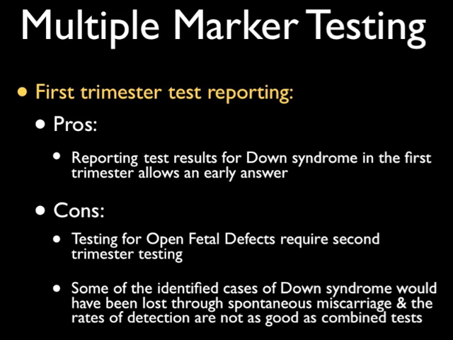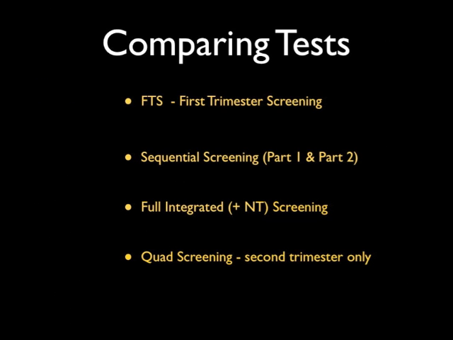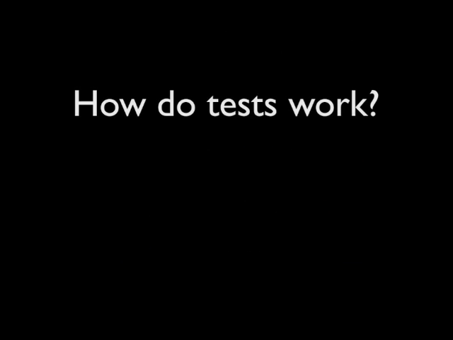Otherwise, reporting is held until the second blood draw, Part 2 of the testing. But we'll get back to this when we discuss the individual tests. As you can see, there are 4 methods of multiple marker screening. In order to understand how we will discuss comparing them, you need to know how tests work.